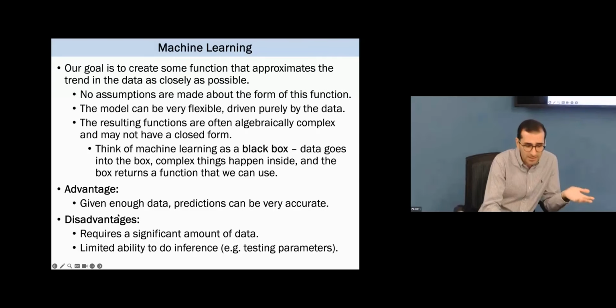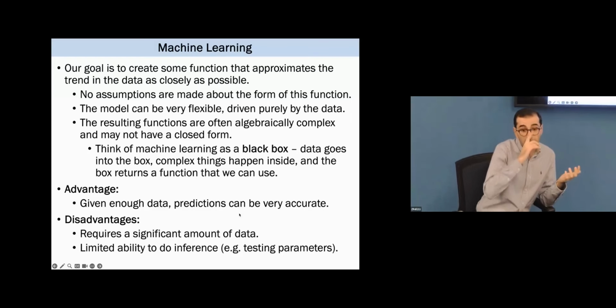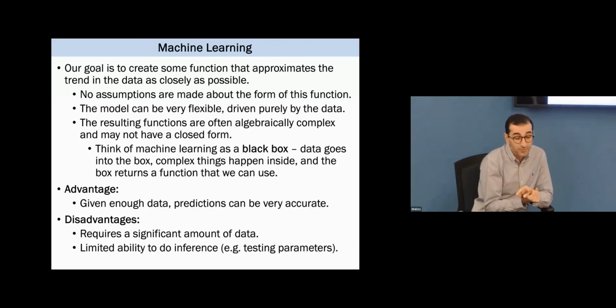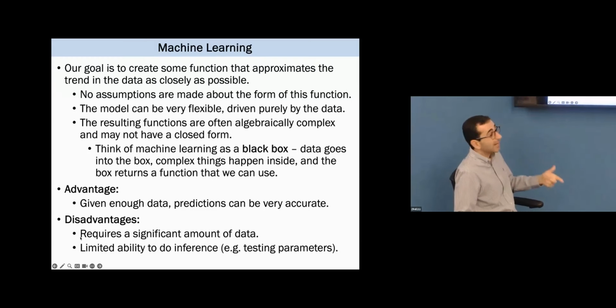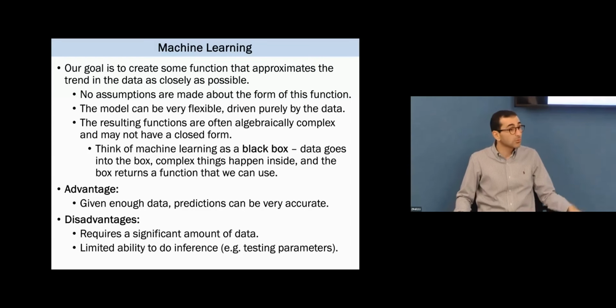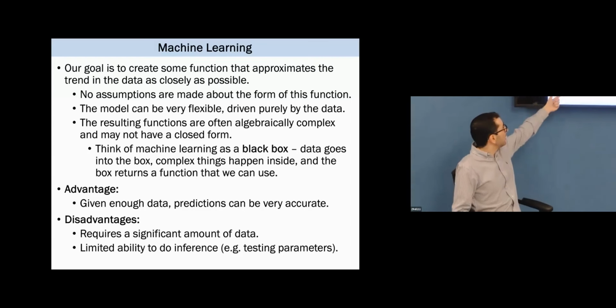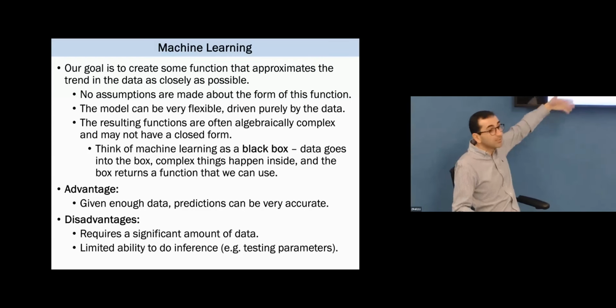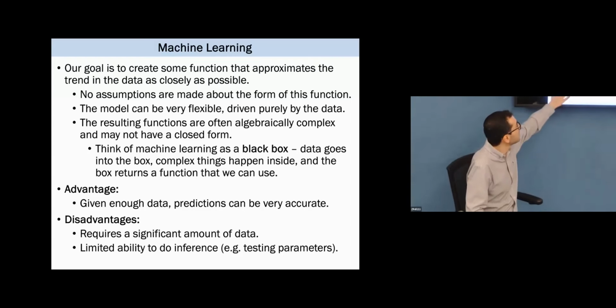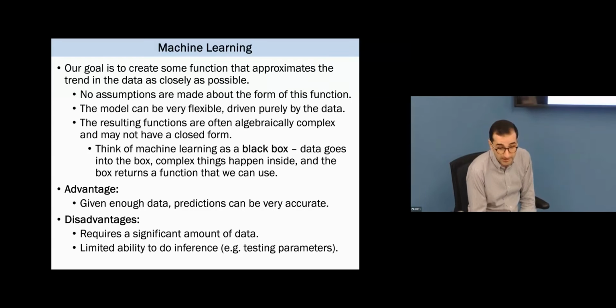The advantage is that given enough data, we can get very accurate predictions. They do a pretty good job approximating or summarizing the trend of the data. The disadvantage is that they require a significant amount of data. We need data to get accurate results, and we have limited ability to do inference because I don't have closed forms for the different parameters in the model. It's very hard to do inference. This may not be a problem if you don't care about inference, if you don't mind not understanding the relationship between variables. If your goal is predicting and getting accurate predictions, then maybe that's not even a disadvantage of machine learning techniques.